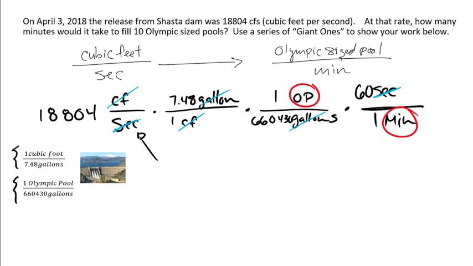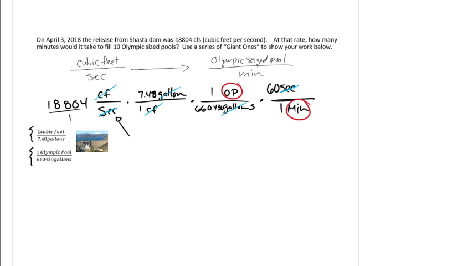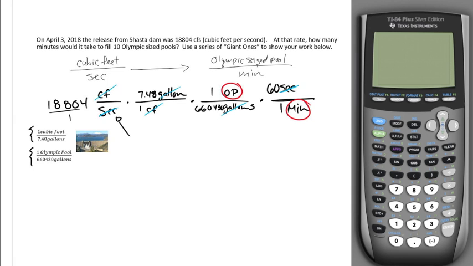So let's go and do the arithmetic. Let me grab our calculator. Here it is. Across the top, you can see that I've got 18804, and I'm going to multiply that by 7.48, and multiply that times 1 and then times 60. So those are all the numbers that are the numerators of this problem: 18804 times 7.48 times 60.